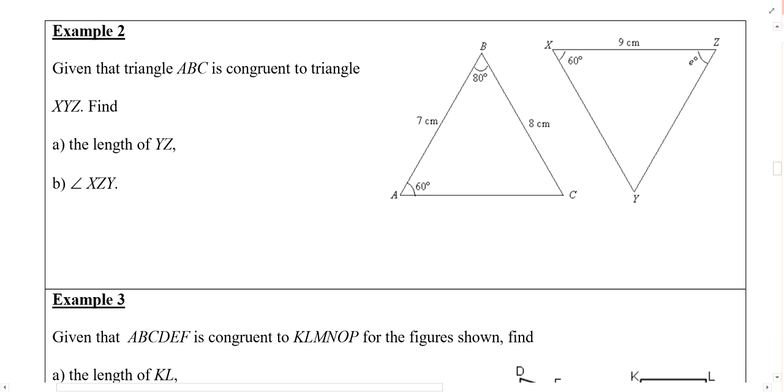Example 2. ABC congruent to XYZ. Find the length of YZ. YZ over here. So I need the corresponding side for YZ. What is it? From the diagram I cannot tell. But I will be able to tell, but it takes a bit of difficulty. There's an easier way. What is the corresponding side to YZ? BC. Then I just search, where is BC? Ah, it is 8 cm. Much easier.